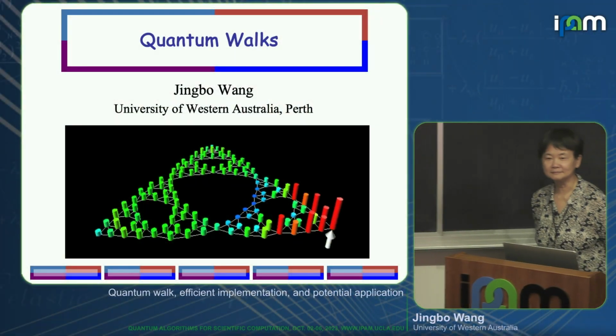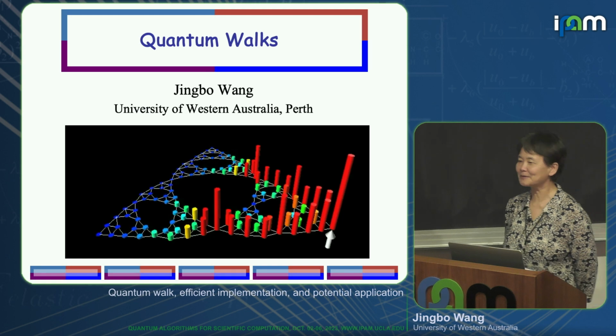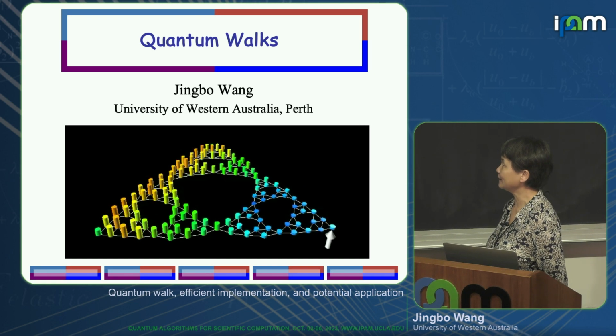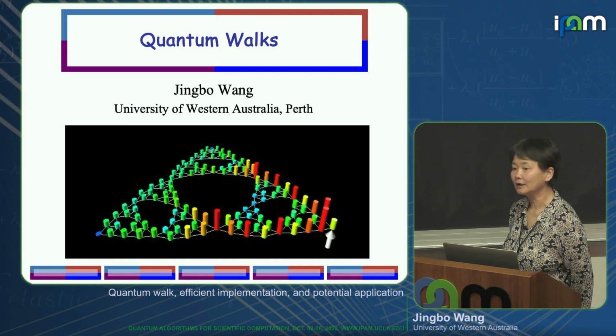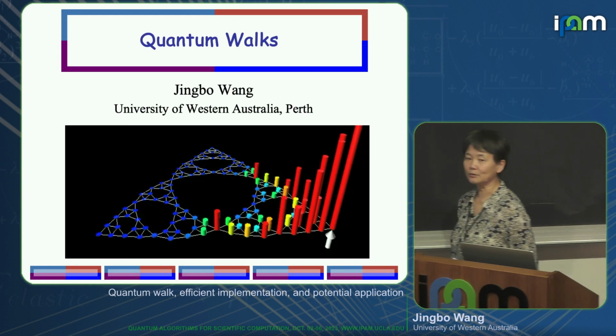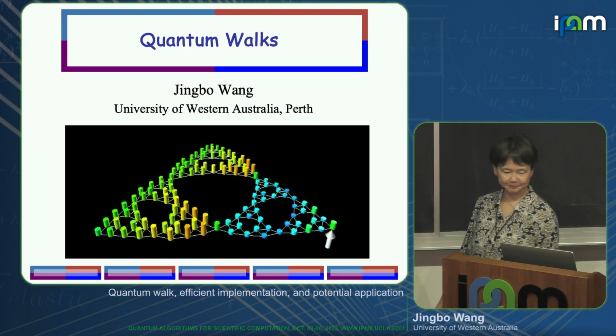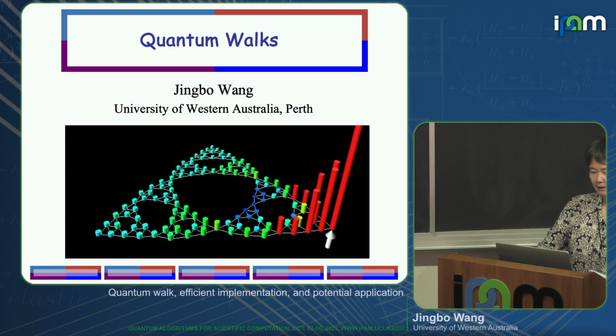So that's me, Jingbo Wang. I came all the way from Perth, Australia, and I currently lead a fairly active group of researchers in quantum information, quantum simulation, and quantum algorithms.